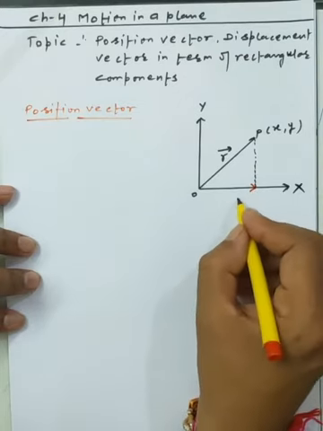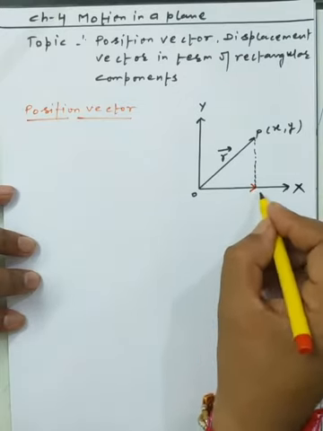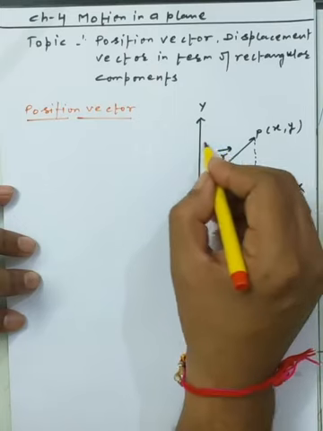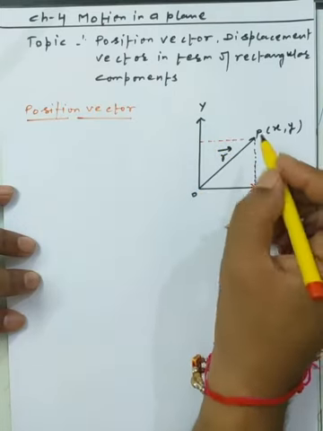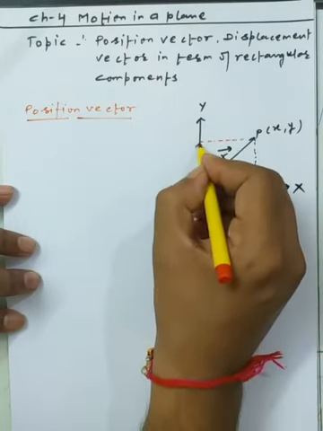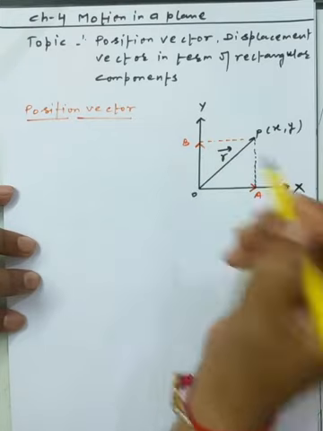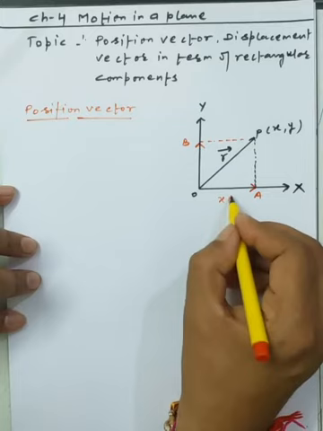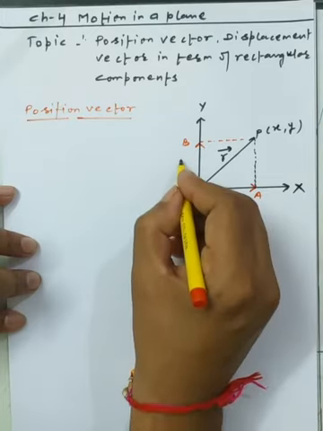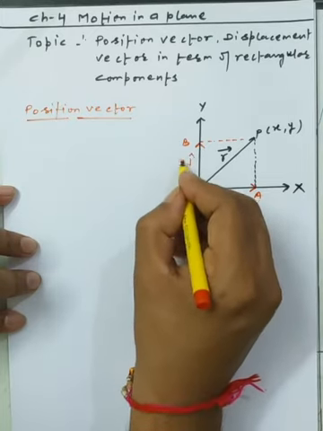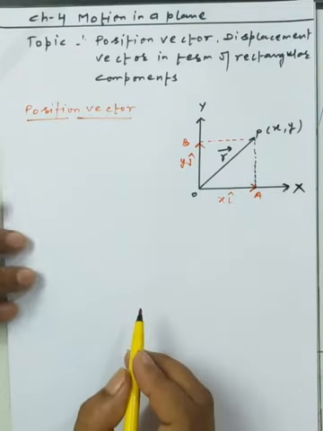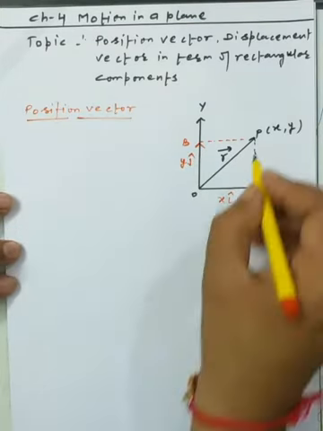This one is a vector OA. Suppose this point is nominated as A, and here we have the perpendicular, which is also represented by the line PA. This point is nominated as B. Now this one is a vector xi cap, and this one is a vector yj cap. So these are the nominations we can assume here.